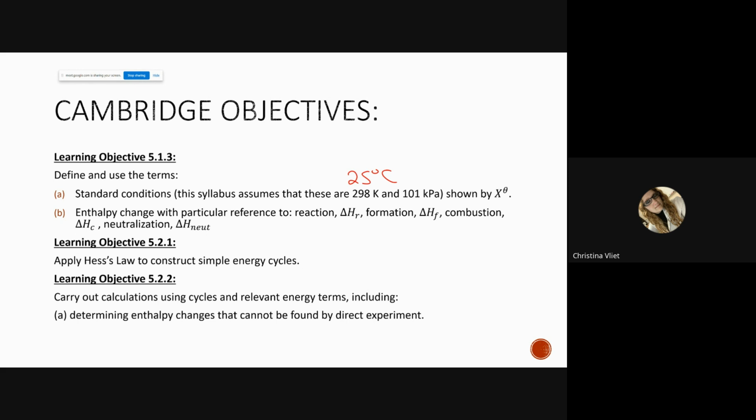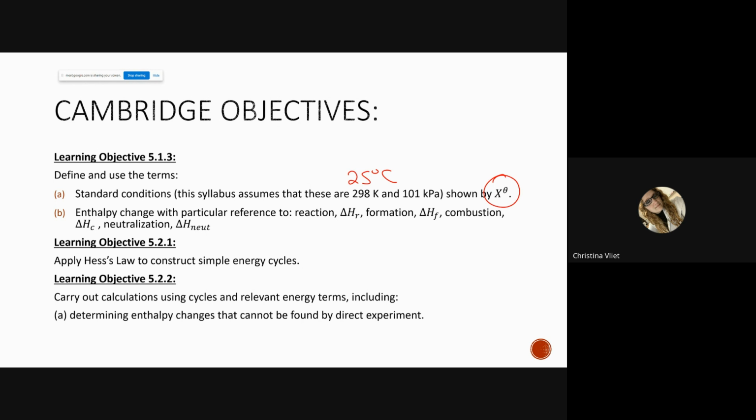And 101 kilopascals, or 1 atmosphere. And then what you need to notice here is this designation right here. This means that what you have is the standard state. So you see that little symbol, looks like a 0 with a line through it? That is communicating to you standard state.